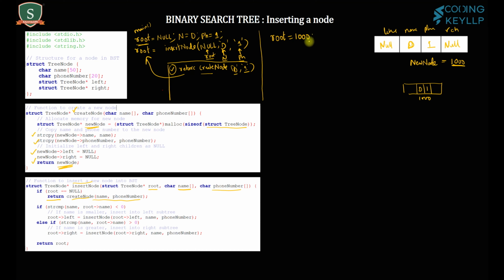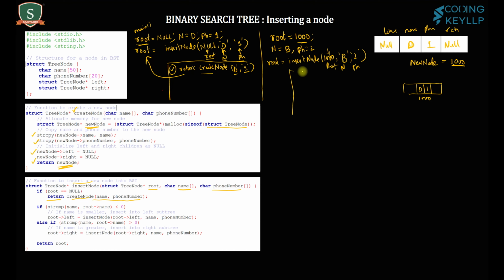Next, let us call the insert method one more time. So now root is equal to 1000. Now I am passing the value, consider I am passing the name B and phone number is equal to 2. So what will we be doing? Root is equal to insert node. So we are passing the value 1000, comma B and 2. So this is the root value, name and phone number.